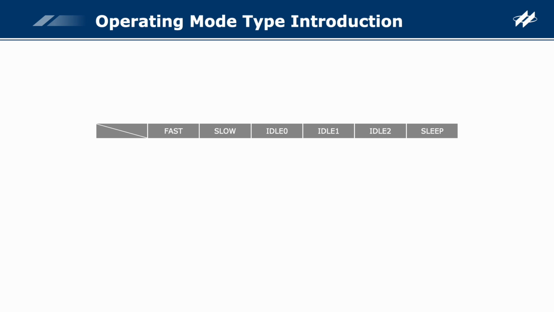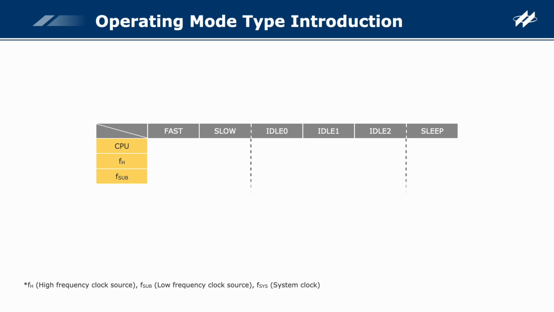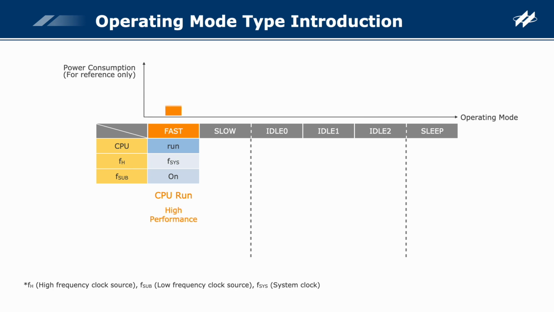These 6 operating modes have 3 key factors, which are whether the CPU is running, whether the high-frequency clock source is enabled, and whether the low-frequency clock source is enabled. Let's start with normal operation modes, which are divided into 2 types. The first is the fast mode. In this mode, the CPU runs normally. The system clock is provided by the high-frequency clock source, and the low-frequency clock source is switched on. In the fast mode, the MCU provides the highest performance and has all of its functions operational, but consuming the most power.